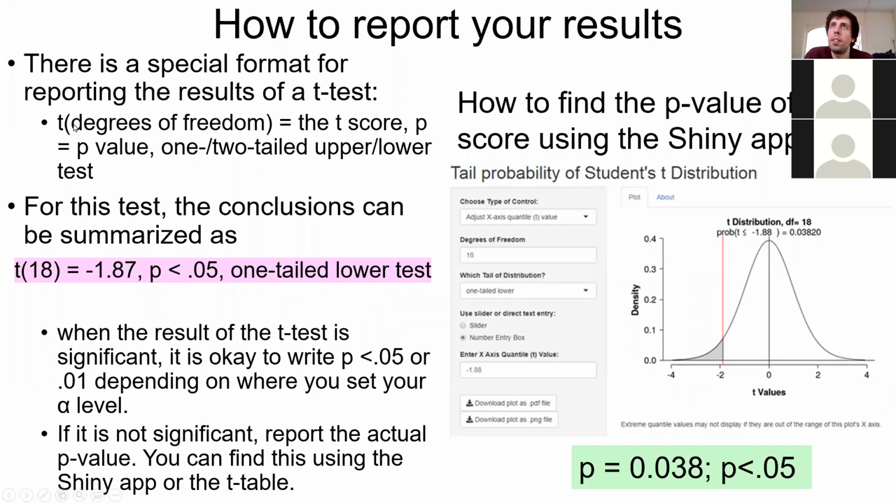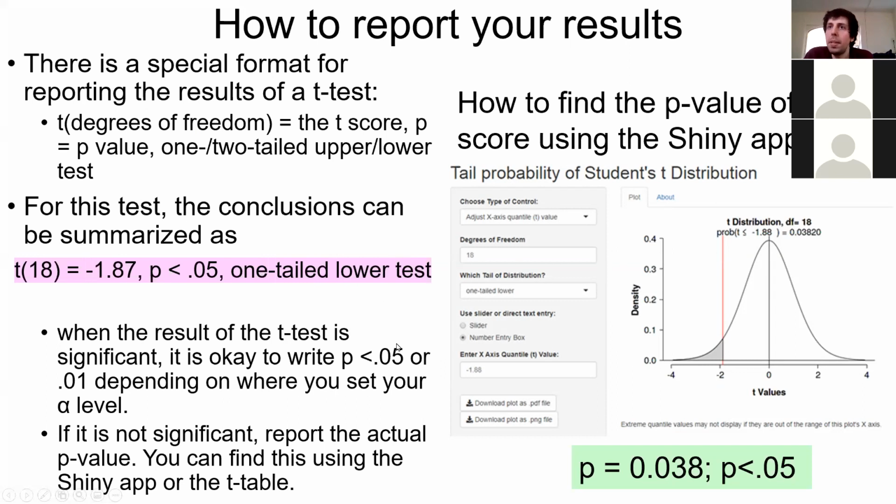So here, you write t, and you don't write the degrees of freedom for one group in particular. You actually write df total, which was, in our case, 18. And then you write the t-score. You write the p-value. If it was less than your critical value, just write less than whatever your alpha value was. If it was greater than your alpha value, you tend to report the actual value of the p statistic. And then you report what kind of tail test you did. And if you did a two-tailed test, you generally just don't report anything, and people will just assume you did a two-tailed test.